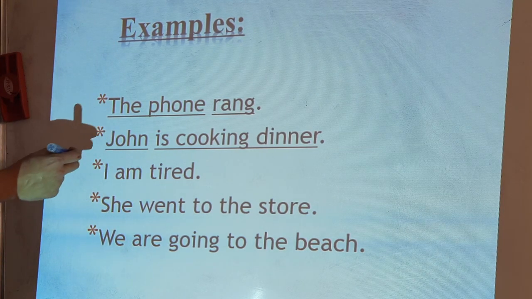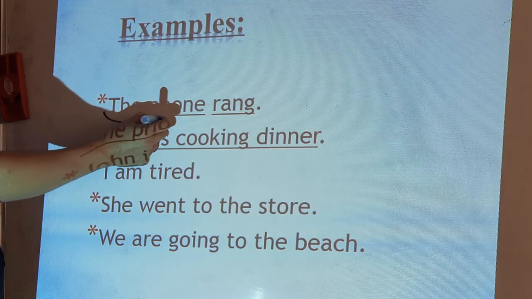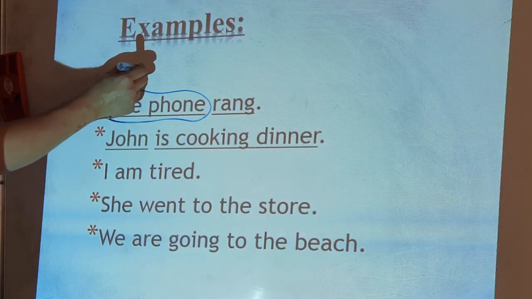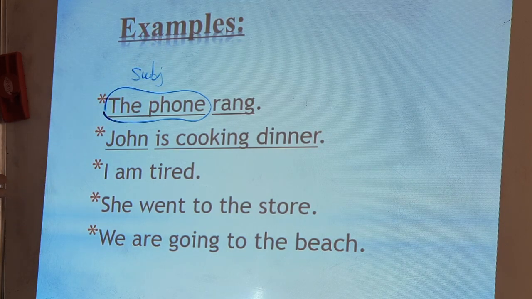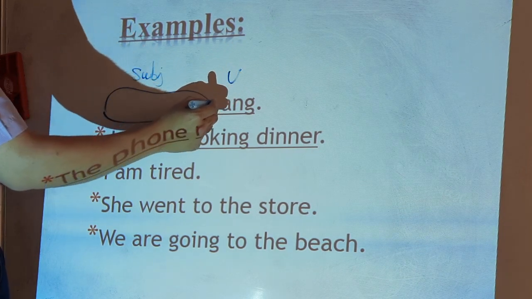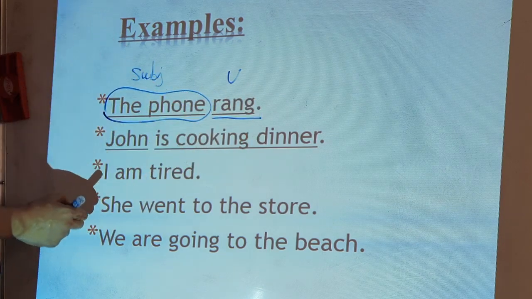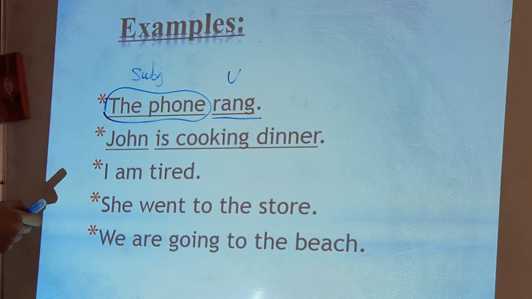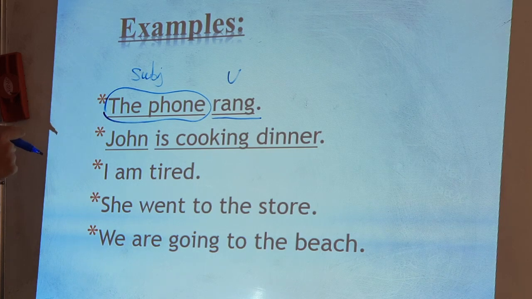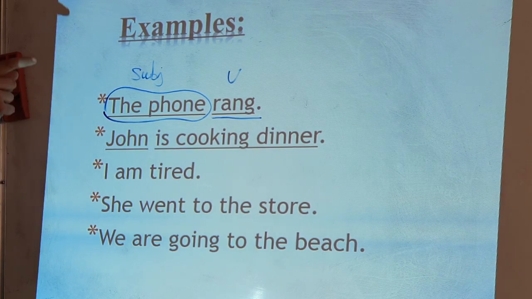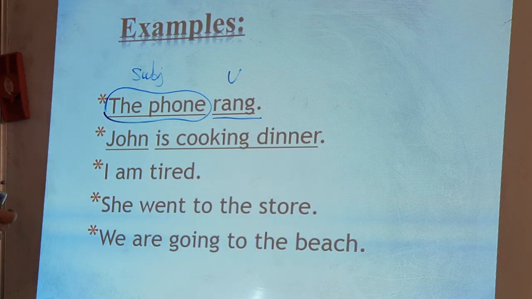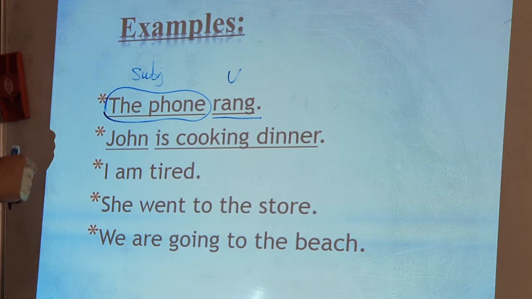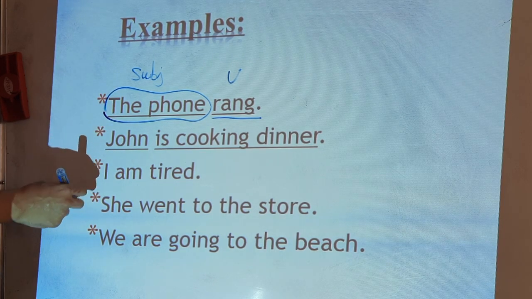The phone rang. You might recognize that the phone is the subject. Rang is our verb, and this is what we call a predicate. So, this is the shortest sentence that you can find in English. The shortest sentence in English is composed of a subject and a verb. Okay? So the second sentence, John is cooking dinner.